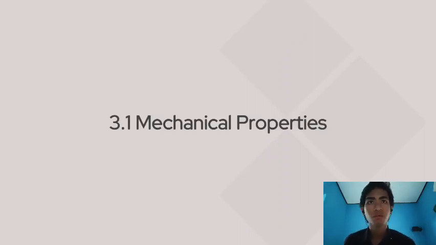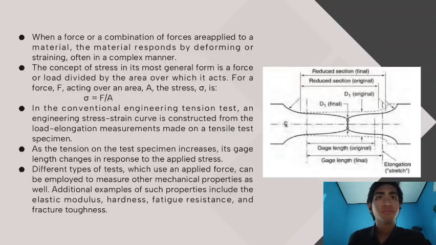3.1 Mechanical properties. When a force or combination of forces are applied to a material, the material responds by deforming and straining, often in a complex manner. For example, when a bungee jumper hops off of a platform, the bungee cord stretches dramatically, and at the same time, its cross-sectional area decreases. Under normal circumstances, the bungee cord safely prevents the jumper from hitting the ground below.